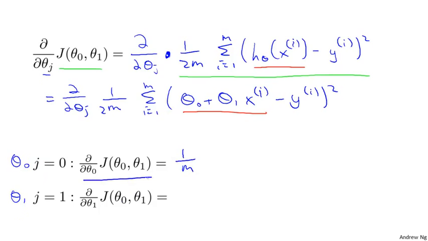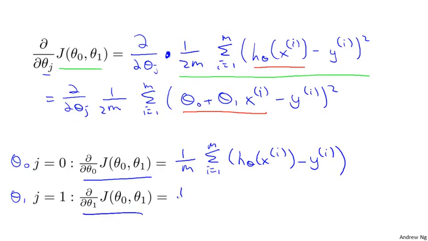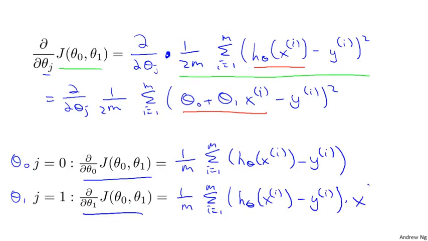And I'm just going to write out the answers. It turns out this first term simplifies to 1 over m, sum over my training set of just that, (h(x^i) minus y^i). And for the partial derivative with respect to theta 1, it turns out I get this term, (h(x^i) minus y^i) times x^i. Okay?